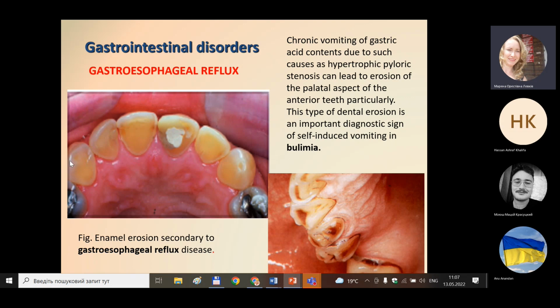Gastrointestinal disorders, reflux disease. Okay, so chronic vomiting of gastric acid contents due to such causes as hypertrophic pyloric stenosis can lead to erosion of the palatal aspect of the anterior teeth particularly. This type of dental erosion is an important diagnostic sign of self-induced vomiting in bulimia patients. So the palatal aspect of the teeth is subjected to the erosion.